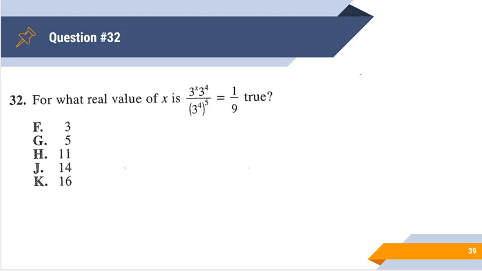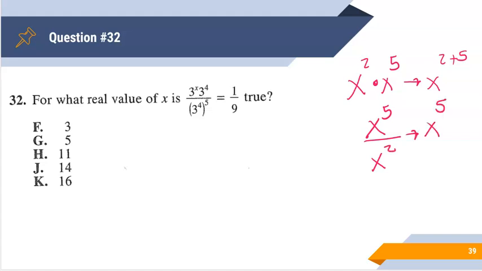So a couple things to remember. When we're multiplying things, that means you add the exponents. When you're dividing things, that means we subtract the exponents. And then when we have powers to powers, we multiply them. And this question checks all three.